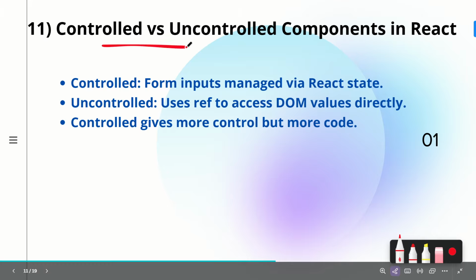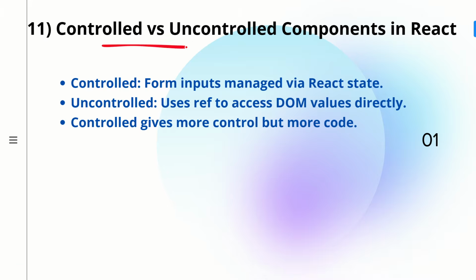What is controlled versus uncontrolled component in React? A controlled component has form inputs managed via React state. Whatever form inputs or states are present, if you're typing anything, they are managed via React state, that is useState, the hook we use, or useReducer. All the inputs in your app that are managed by React state are called controlled components.